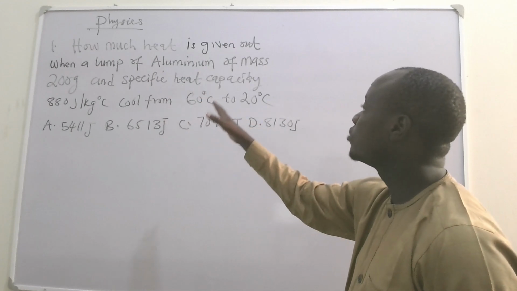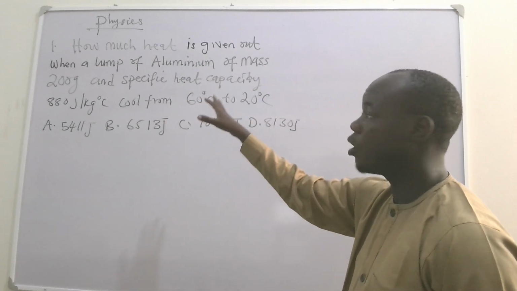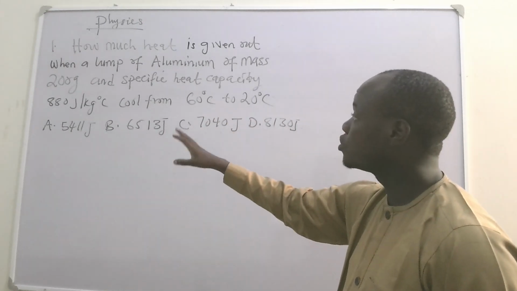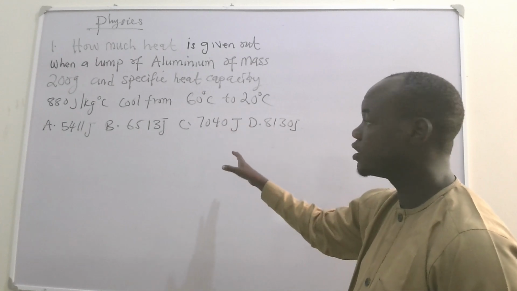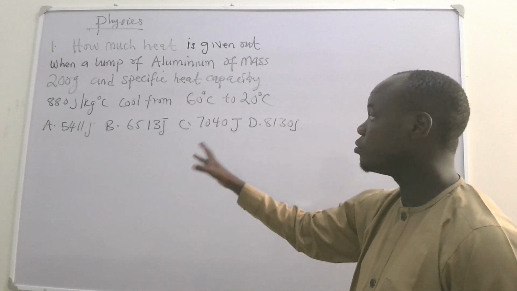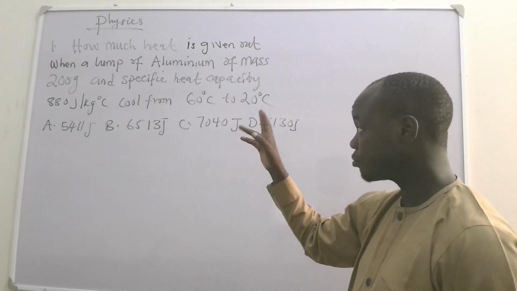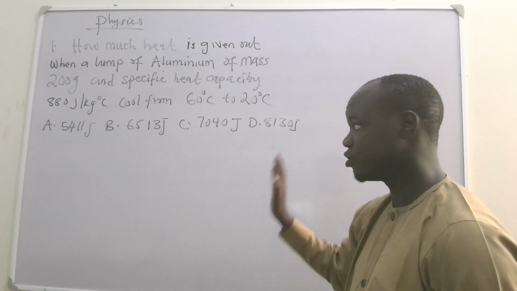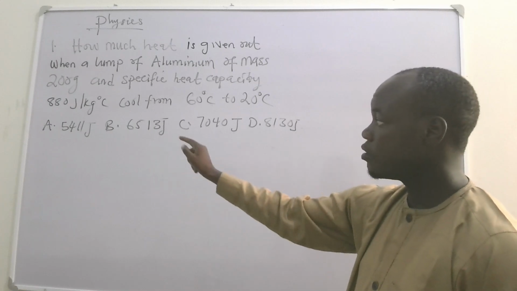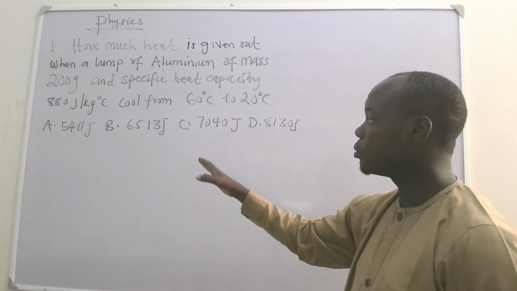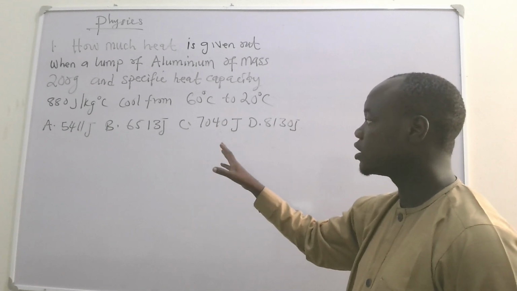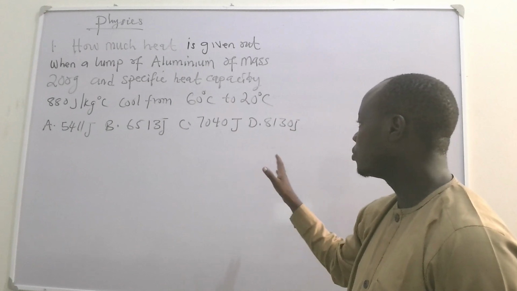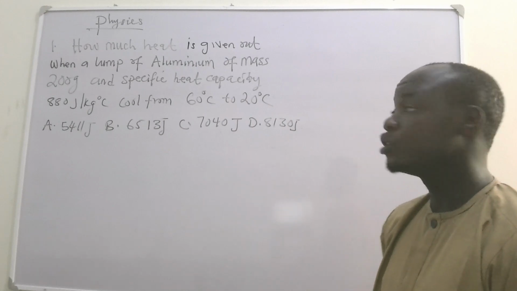The question says, how much heat is given out when a lump of aluminum of mass 200 gram and specific heat capacity 880 joule per kilogram per degree centigrade is cooled from 40 degrees centigrade to 20 degrees centigrade? Option A, 5411 joule. Option B, 6513 joule. Option C is 740 joule. And option D is 81 joule.